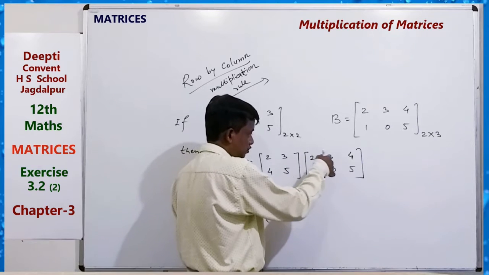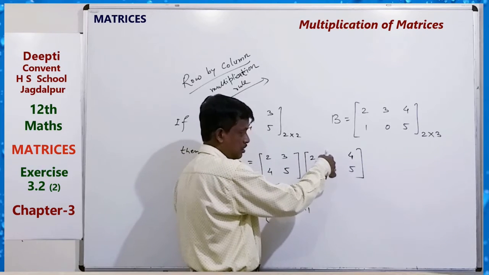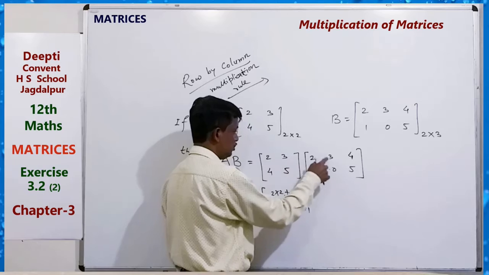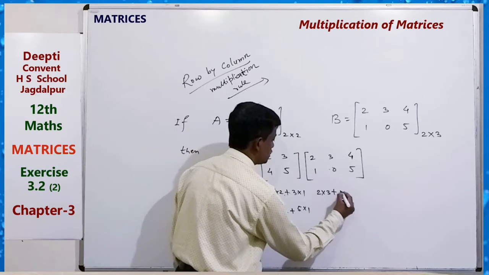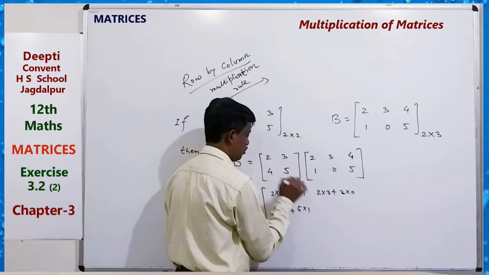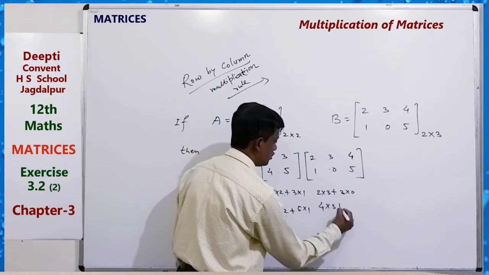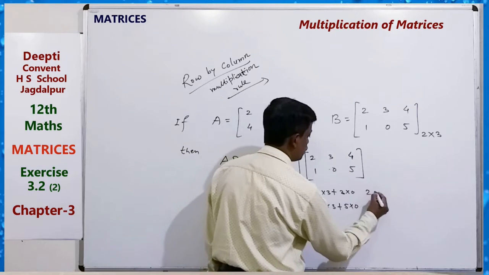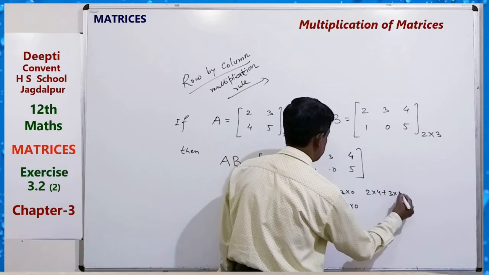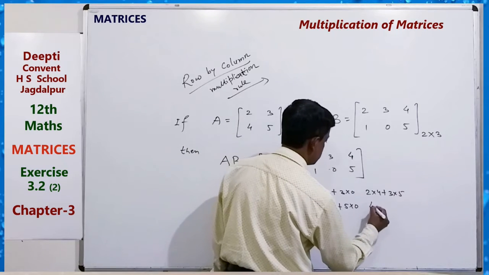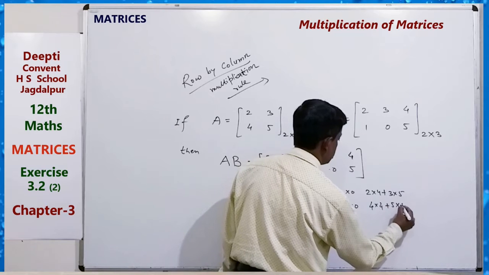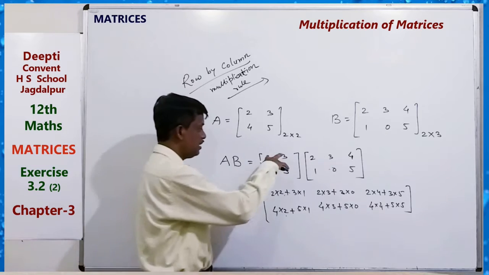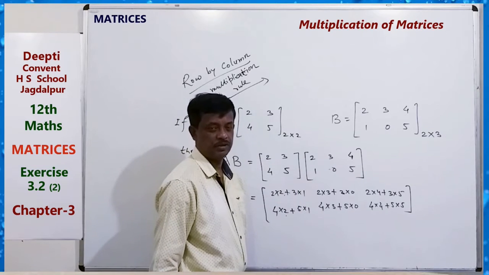Similarly, with this column: 2 into 3 plus 3 into 0. Here 4, 5: 4 into 3 plus 5 into 0. Then with the last column: 2 into 4 plus 3 into 5. Here 4 into 4 plus 5 into 5. Just like this. Okay, so row by column equals to this. Clear?